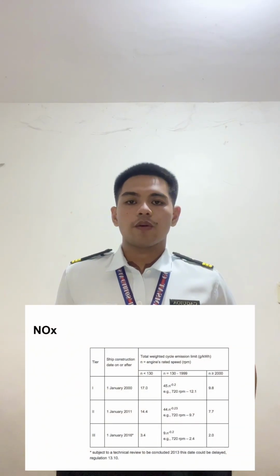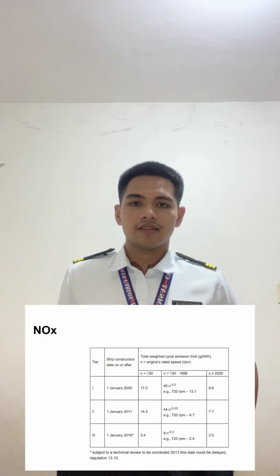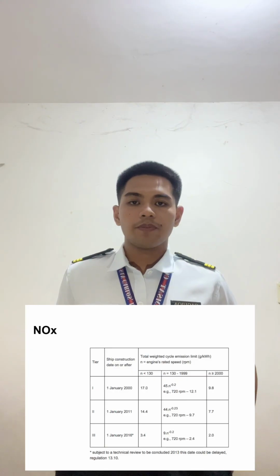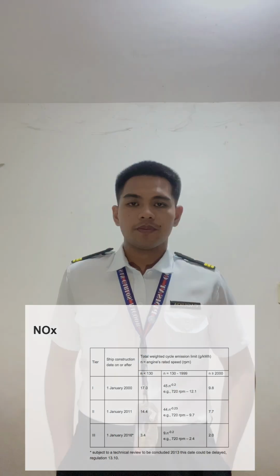This is the table for the NOx emission limits. This table is divided into 3 tiers: Tier 1, Tier 2, and Tier 3, as per the construction date of the ship, and the NOx emission limits are given in gram per kilowatt hour. The N stands for the engine RPM. Now, first look at Tier 1.